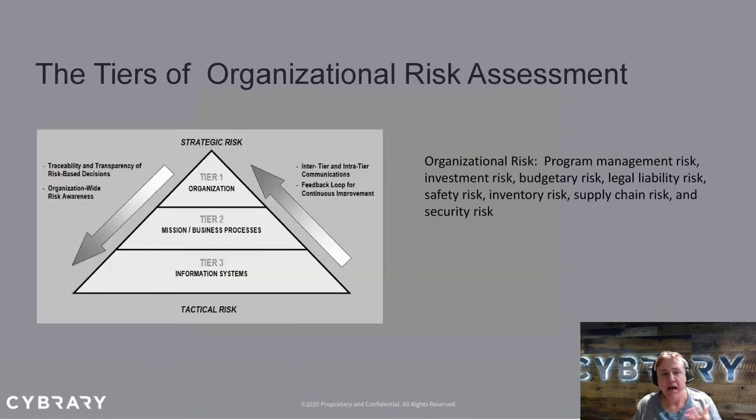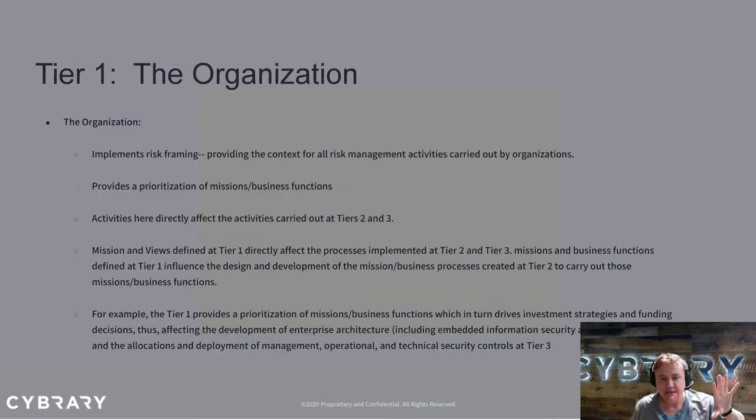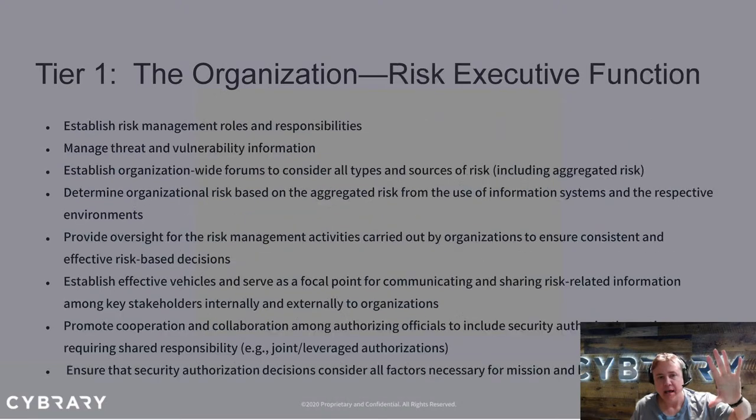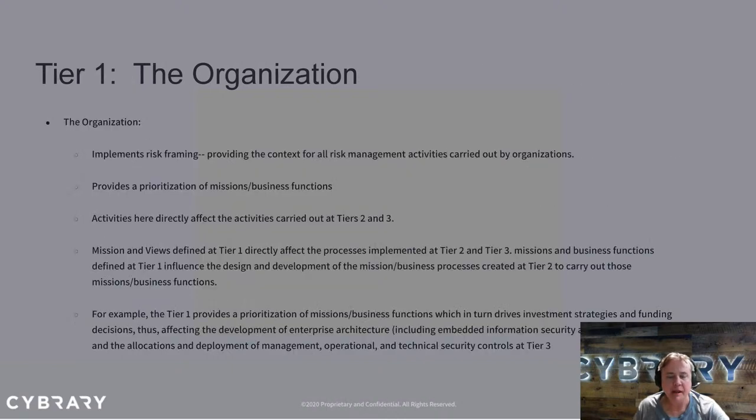So NIST 839 and NIST 800-30, and I've gone into more detail on these. I have a slide for each topic, but you know, you get the gist of what we're saying: framing the risks, the different tiers of the organization. I can go into some of this a little bit more, but ultimately, the idea is the organization feeds into the business processes, which dictate the systems that we have in use. So at the organizational level, we're looking about the enterprise as a whole, just like I said.